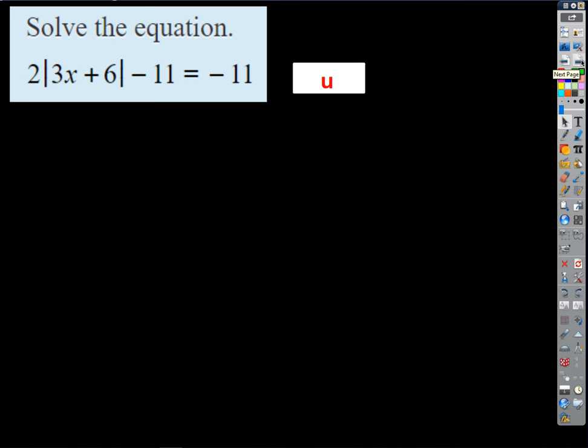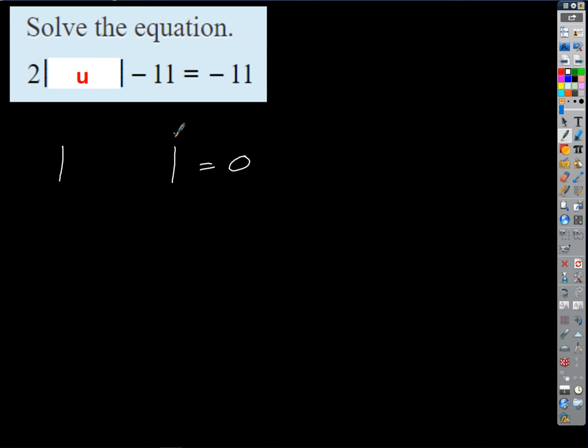Let's take a quick look at this one together. So, once again, we're going to isolate, so we can ignore what's inside. What are the two steps in order? Add 11, and then divide by 2. So if I add 11, what do I get? 0. What's 0 divided by 2? 0. So I end up with the absolute value of 3x plus 6 equals 0.